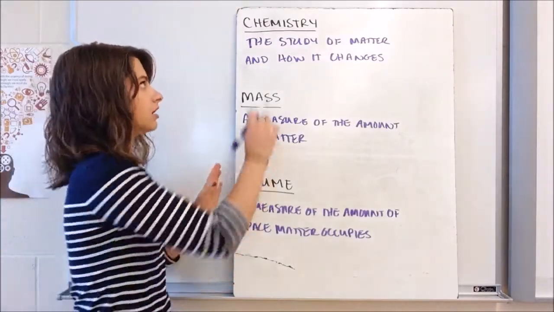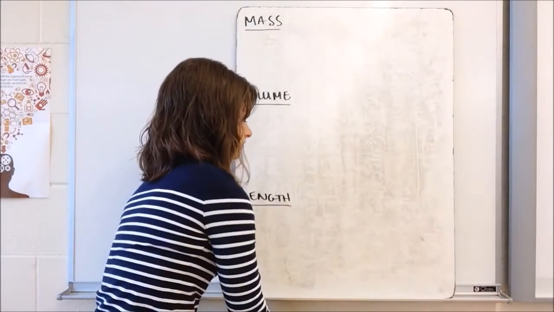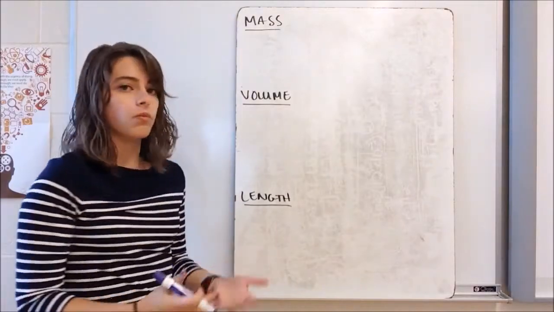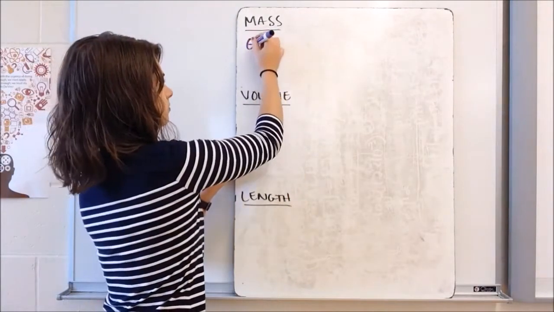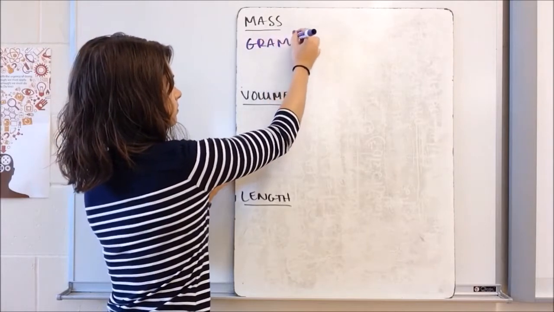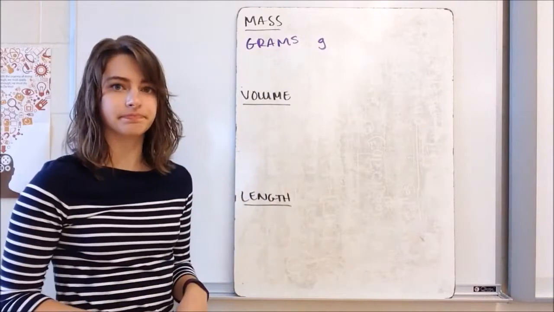So let's look at our units for measuring these things. When we measure mass, our primary unit is going to be grams. The symbol for grams is a lowercase g.